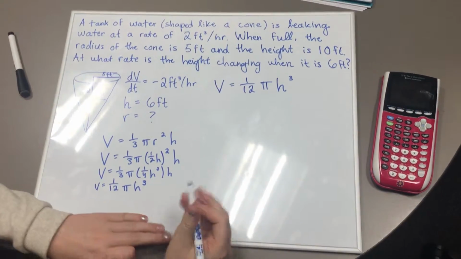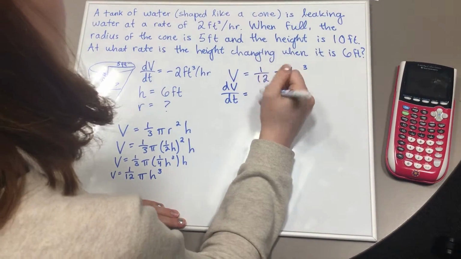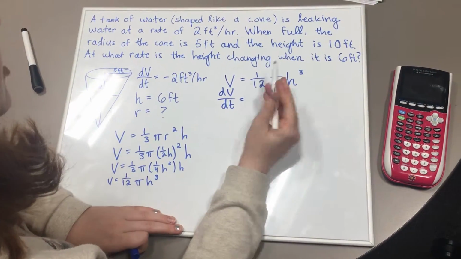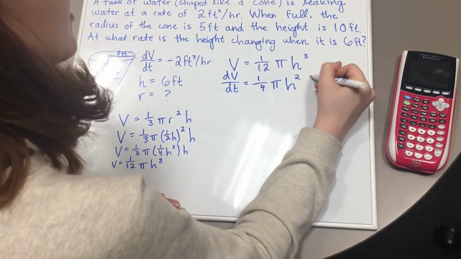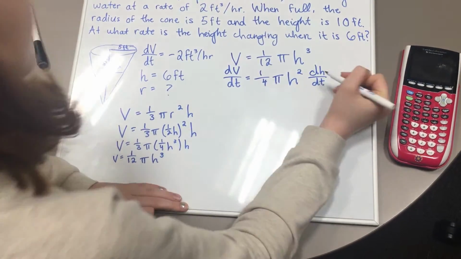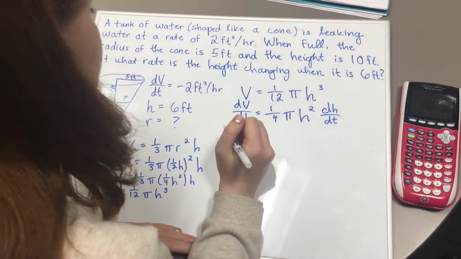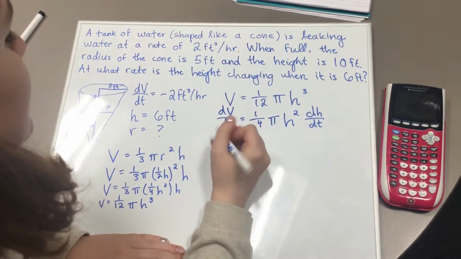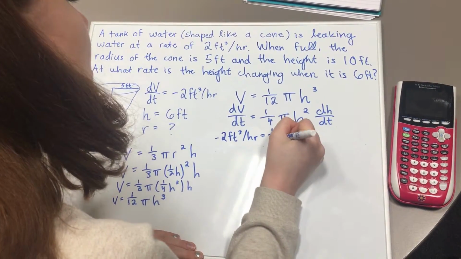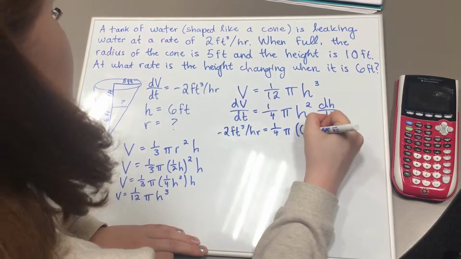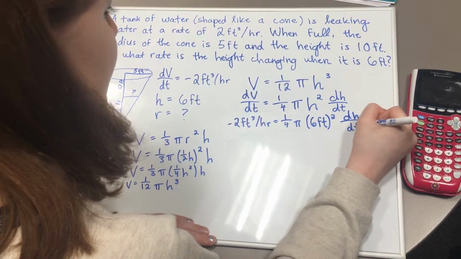And now we can take the derivative of this. So dV/dt, since we're doing all this in terms of time, is going to be 3 times 1/12, which is 1/4, pi times h squared. And of course we have to have dh/dt since we're doing this in terms of t. So now we can start plugging in the values that we do know. We know that dV/dt is -2 feet cubed per hour because we were given that. And then we know that the height at that point is 6 feet. And of course we don't know what dh/dt is because that's what we're solving for.